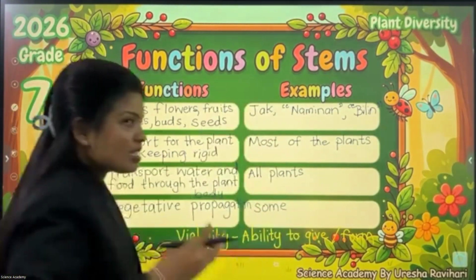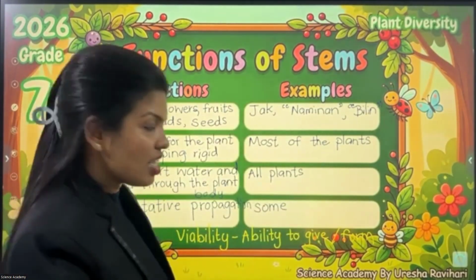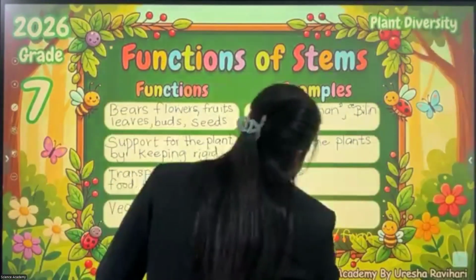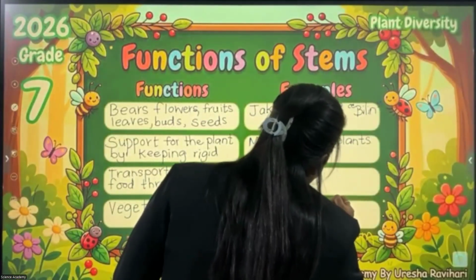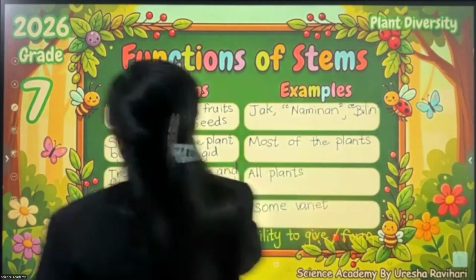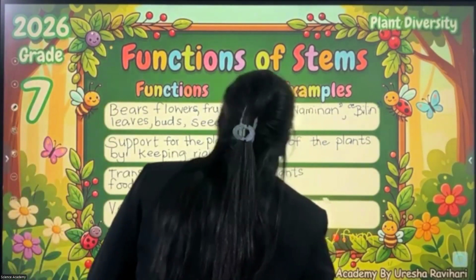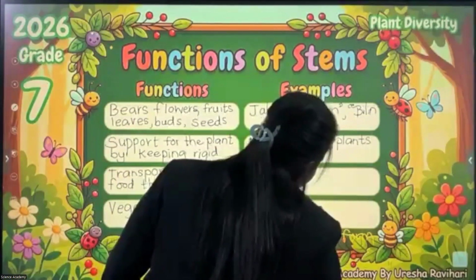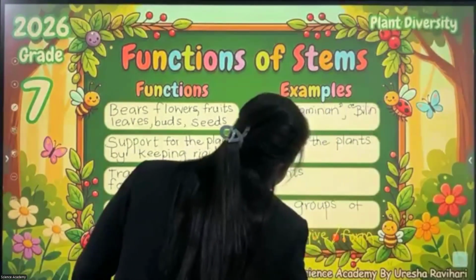Varieties mean some species, only in some plant species. Varieties, some groups of plants. Here, rather than varieties, I am giving some groups. That is a bit advanced for you. Some groups of plants.